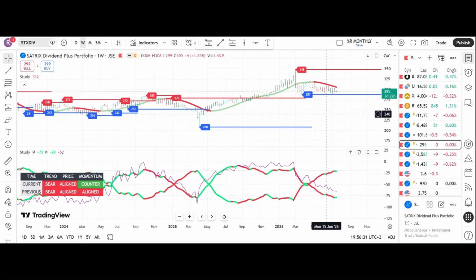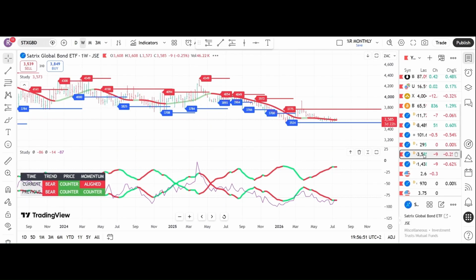Satrix Dividend also in a bearish trend, but we see that this week there was a counter on the momentum slightly, but still in its bearish trend. Very important is this level now, 287, that we don't break through that. Then the Satrix Global Bond Fund, bearish overall, but there is a counter trend in the price. Last week there was also a counter trend in momentum, but this week the momentum aligned, so it actually came back a little towards its bearish movement, and we have support at 35.24 at the moment. But global bonds are bearish on the whole.